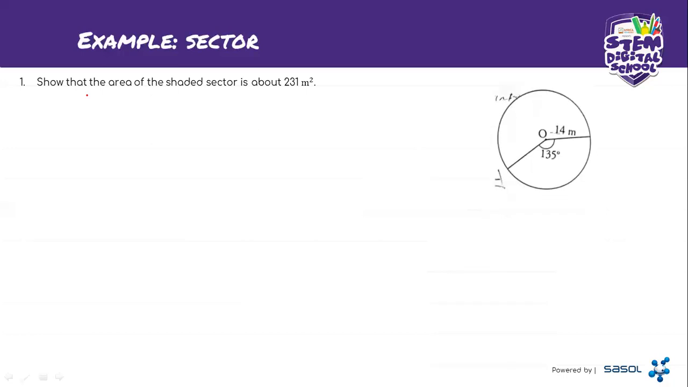Now let's proceed. Now we're having an example for a sector on how we calculate. The first question says, show that the area of a shaded sector is 231 meters squared. Meaning we are talking about this portion, this part. So we want to know the area of that sector. So we are going to prove whether it's going to be 231 meters squared.